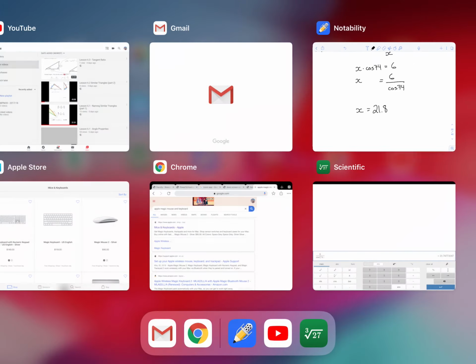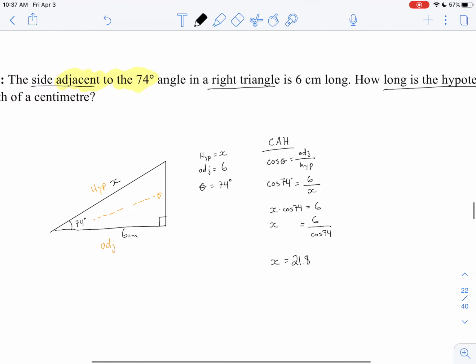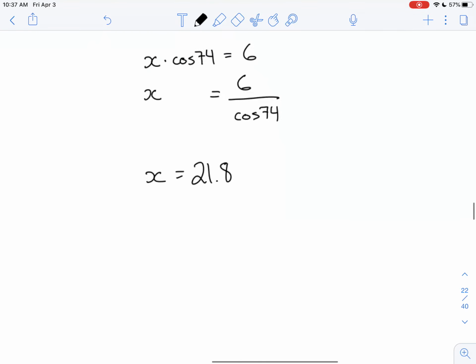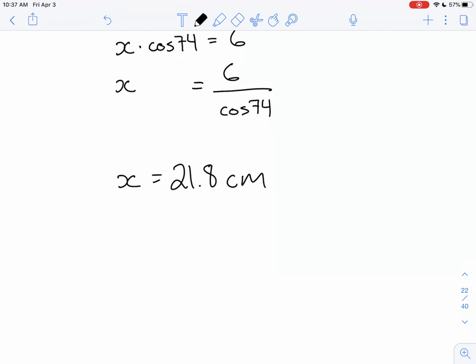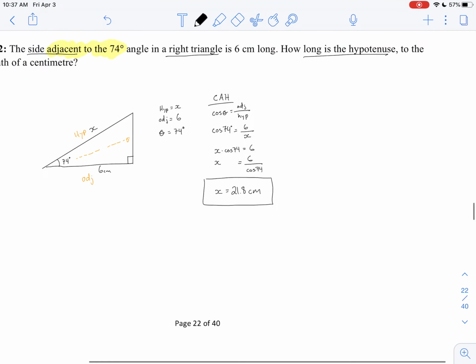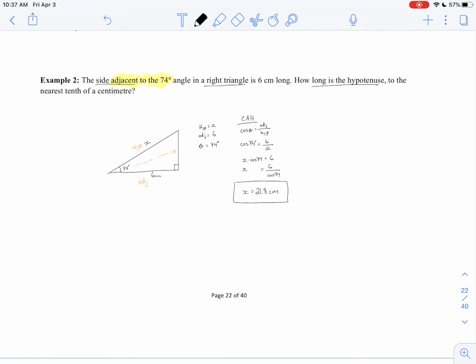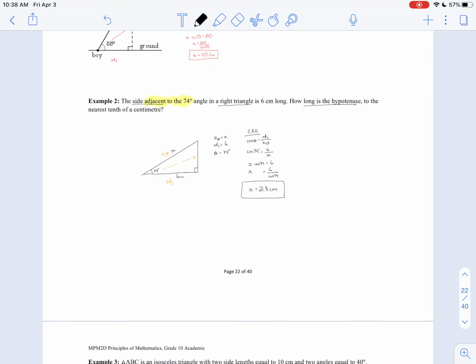What measurements are we using here? Centimeters. Put a box around it, put a therefore statement, and you are good to go. Therefore, the hypotenuse must be 21.8 centimeters long to the nearest tenth of a centimeter.